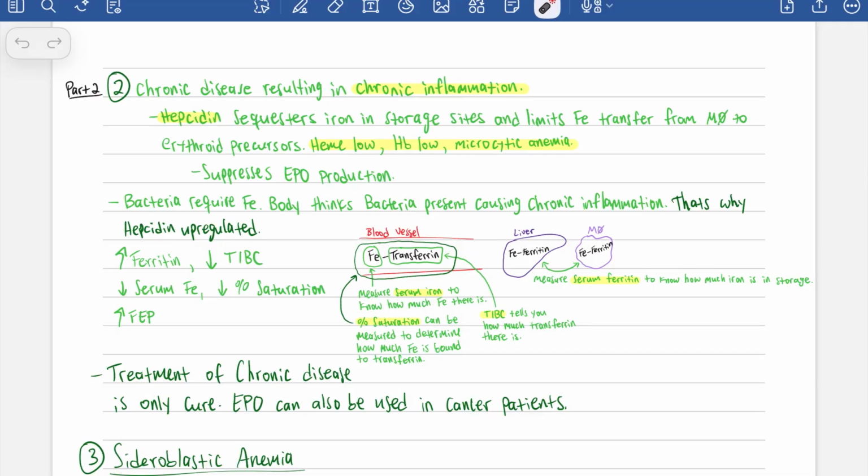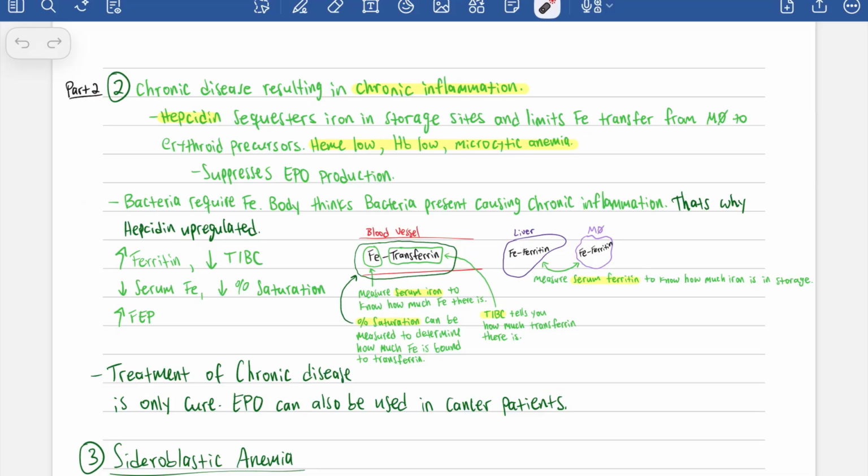So anemia of chronic disease is due to chronic inflammation. And hepcidin is going to be a molecule that's sequestering iron in storage sites and limits iron transfer from macrophages to erythroid precursors. So your hemoglobin's low, and you have microcytic anemia. And this is also going to suppress EPO production.